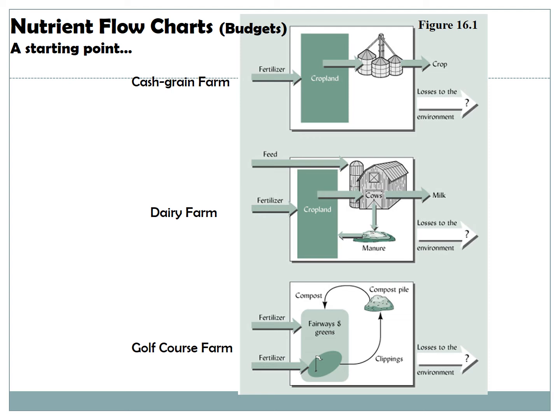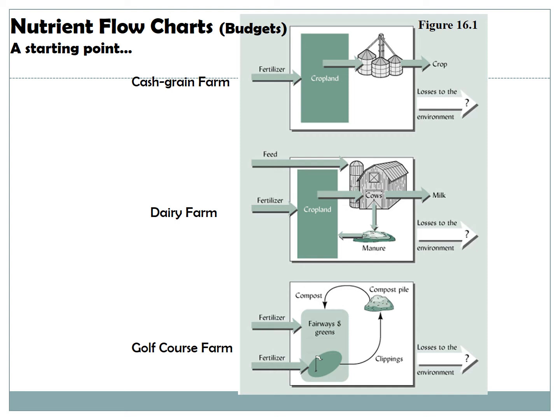So the nutrient flow charts that we create are kind of like a budget. For example, in a cash grain farm, we're going to put fertilizer onto the cropland and then we're going to take the crop off. And through those processes, we can calculate how much of our nutrients go into the crops and how much we take off and how much we have left or could potentially be lost to the environment.